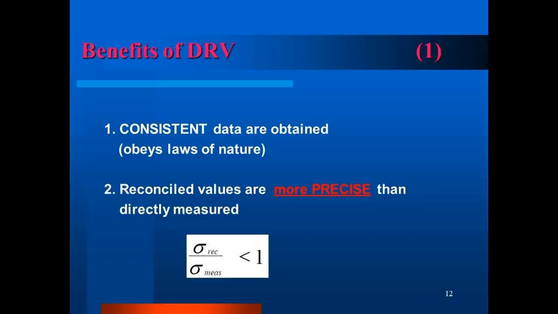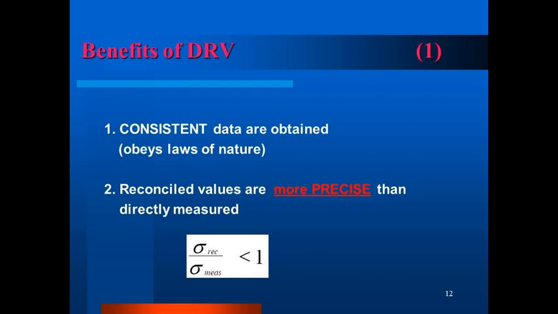There are several important benefits of data reconciliation. The first benefit is that reconciled values are consistent with laws of nature. This sounds a little bit academic, but it has important practical consequences. Consistent data can be easily transferred to accounting and financial systems. Reconciled mass accounting represents the major part of data reconciliation system installations in industry.